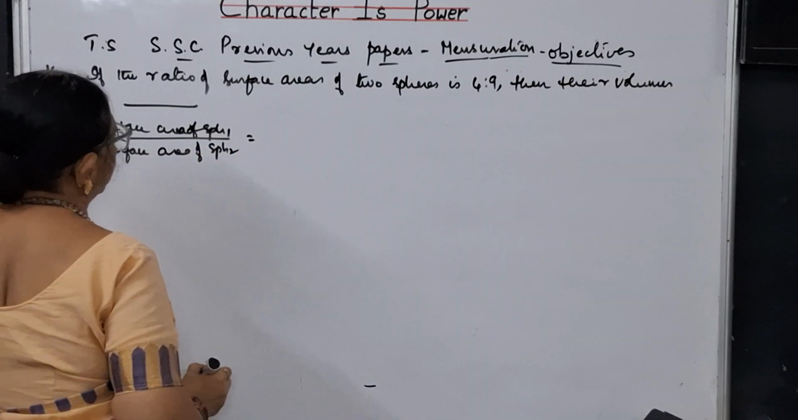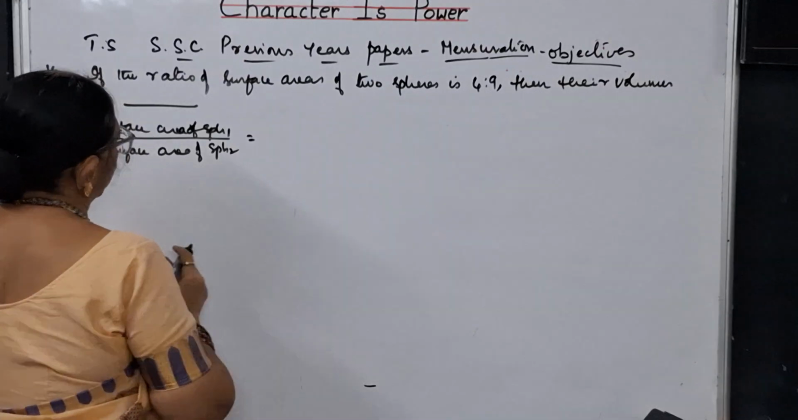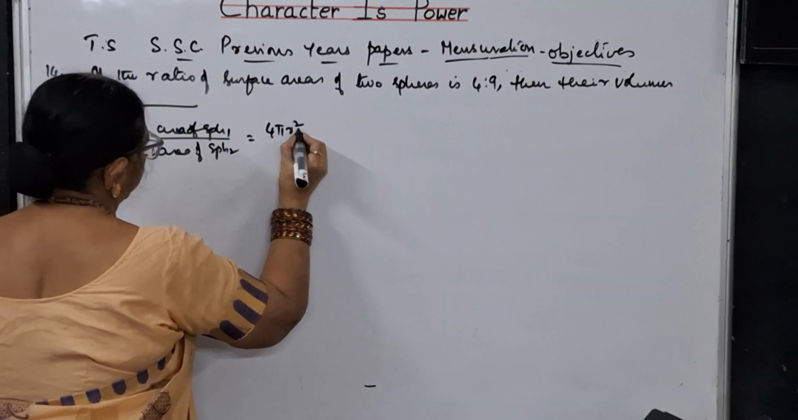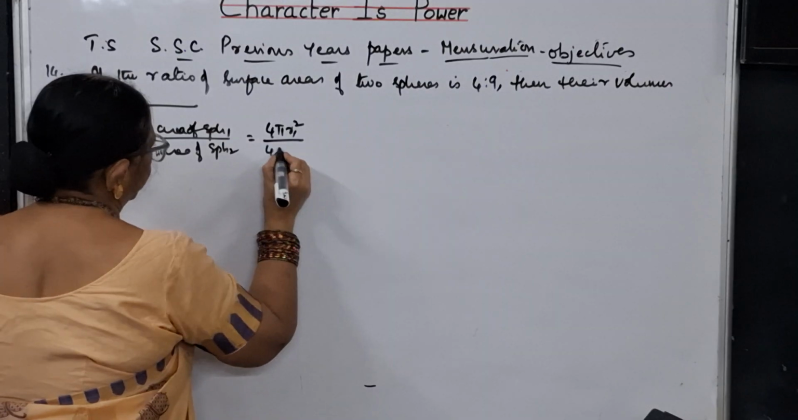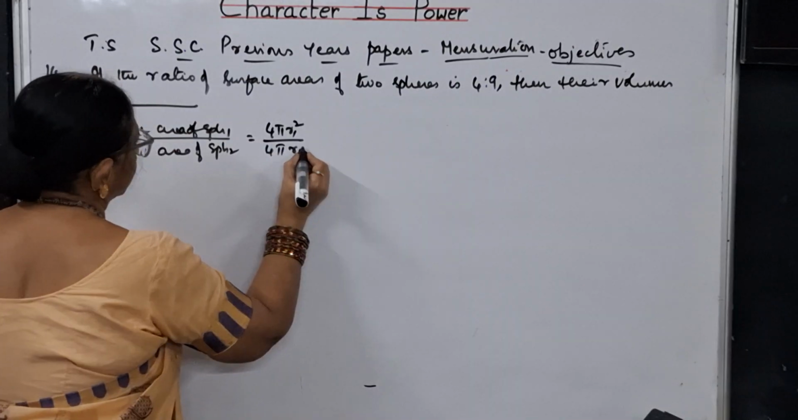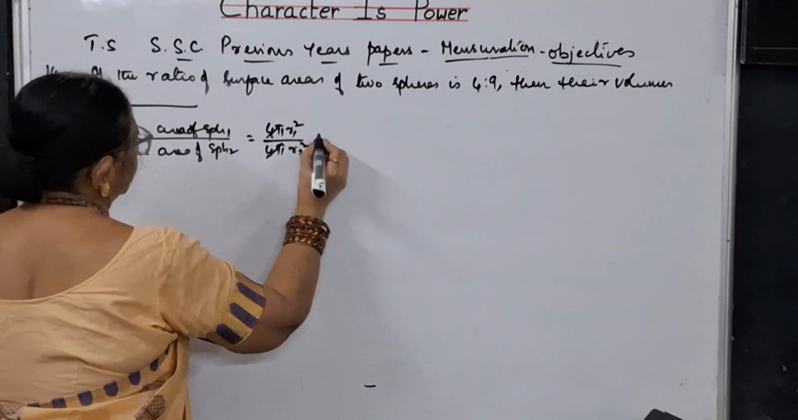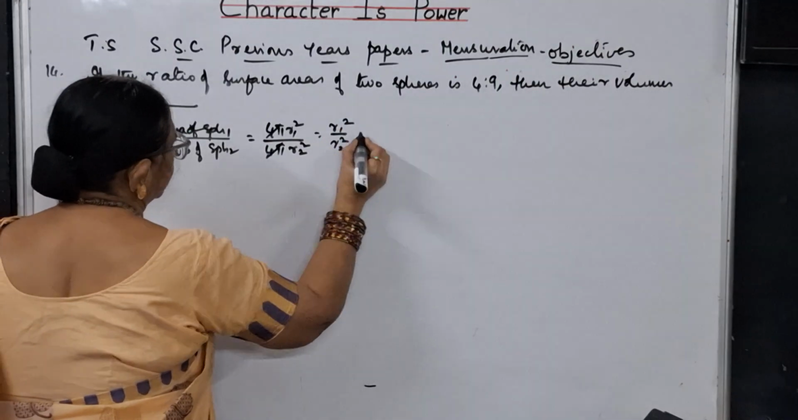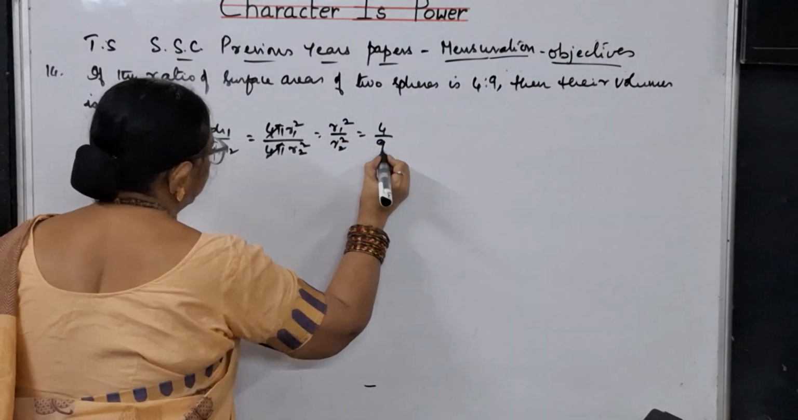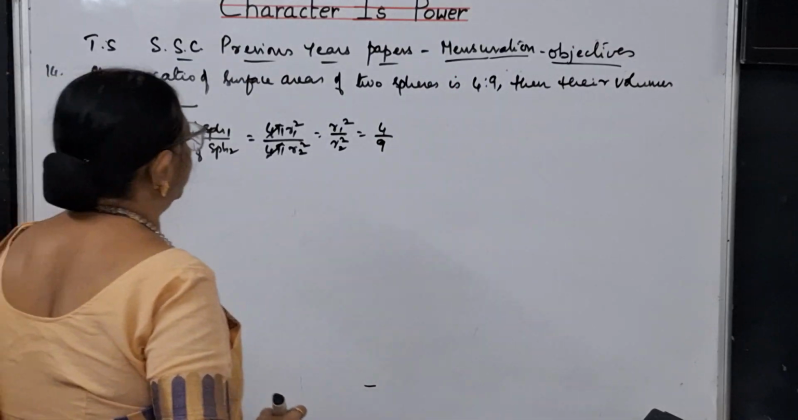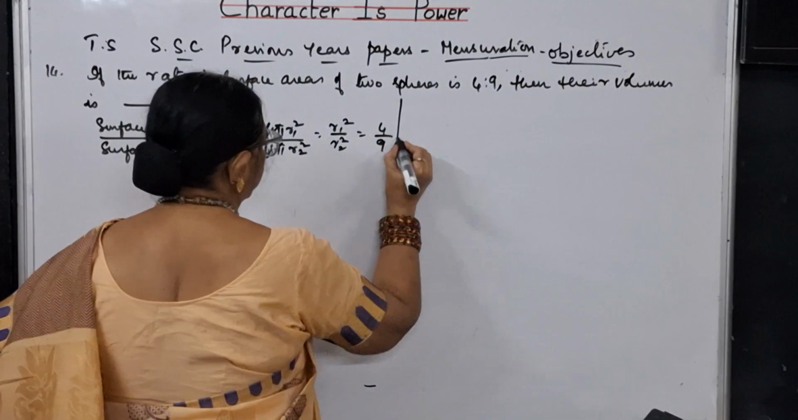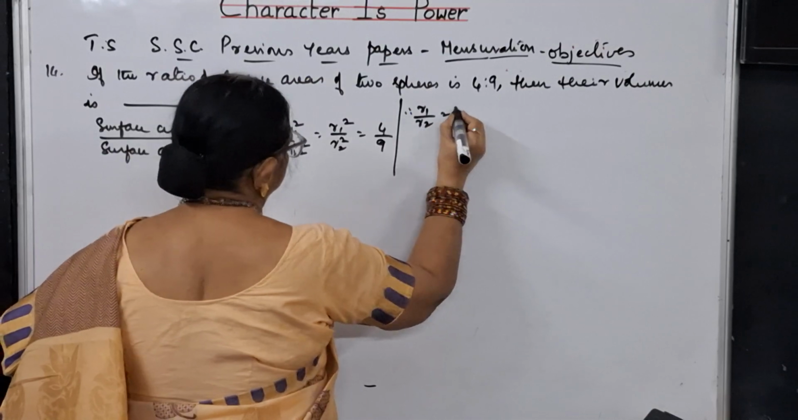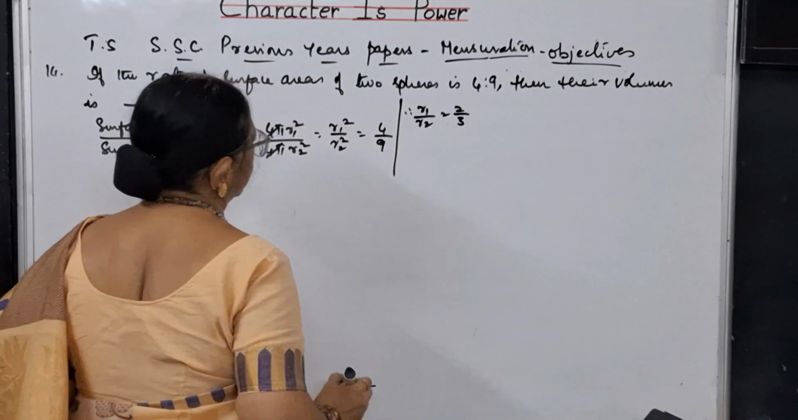What is the formula? Surface area of a sphere 4 pi r square, r1 square by 4 pi r2 square. So these two will get cancelled. R1 square by R2 square is equal to 4 by 9. So what we can say? Therefore, R1 by R2 is equal to 2 by 3.